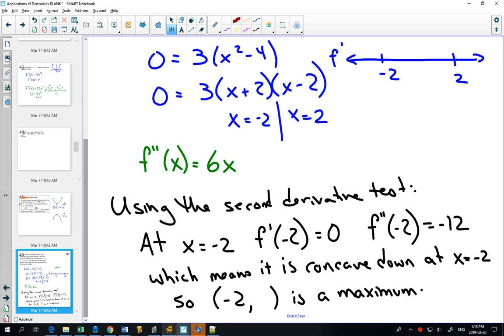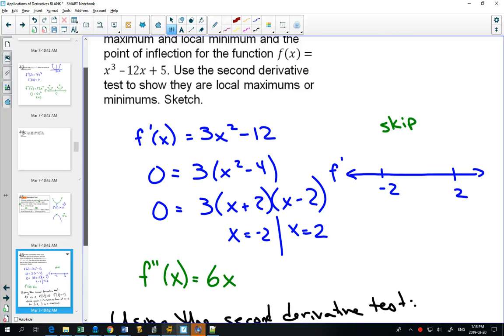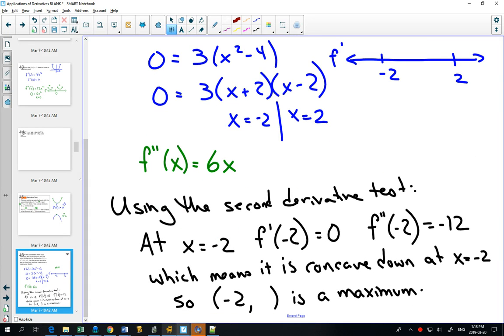If I want to find the y-coordinate of that point, I have to plug negative 2 back into my original equation. Negative 8 plus 24 plus 5, 21. So what the second derivative test can do for you is if you just want to quickly find a max or a min, you just have to plug in two values. You have to find out where your derivative is equal to 0, and then just quickly plug that value into your second derivative, and you can tell right away if it's a maximum or a minimum.